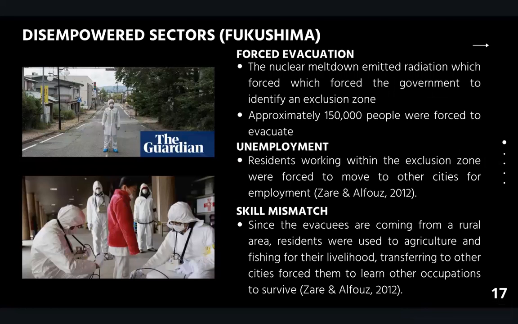So in Fukushima, there was a forced evacuation due to the nuclear meltdown and emitted radiation, which forced the government to identify an exclusion zone, and approximately 150,000 people were forced to evacuate. Another problem that they had to face was unemployment, because residents working within the exclusion zone were forced to move to other cities for employment. And lastly, skill mismatch. Since the evacuees are coming from a rural area, residents were used to agriculture and fishing for their livelihood. Transferring to other cities forced them to learn other occupations to survive.